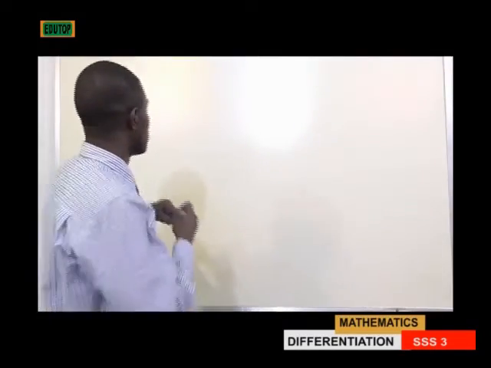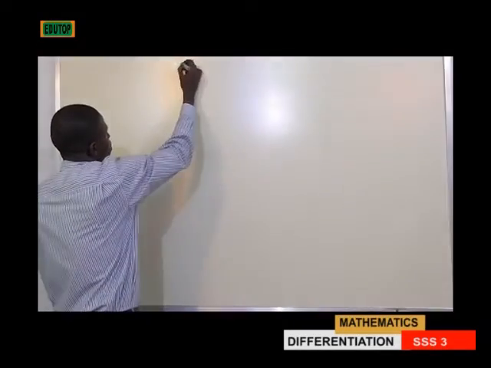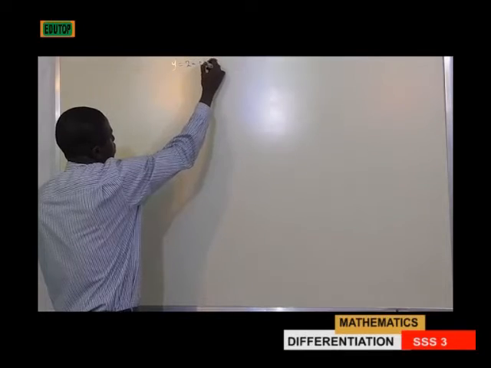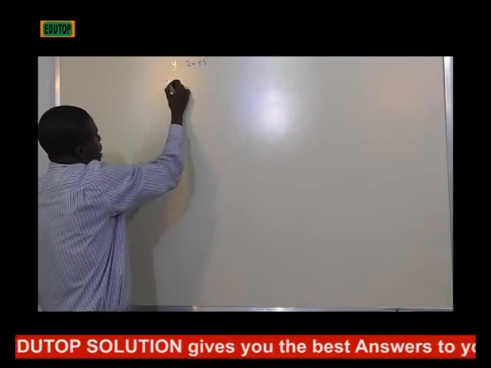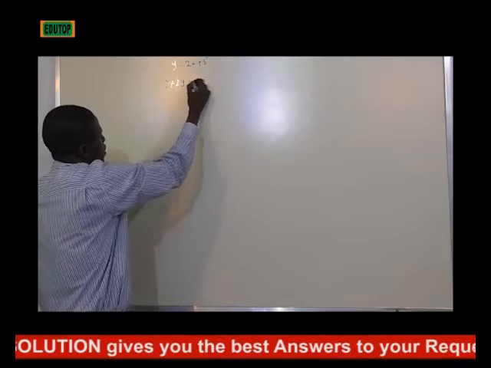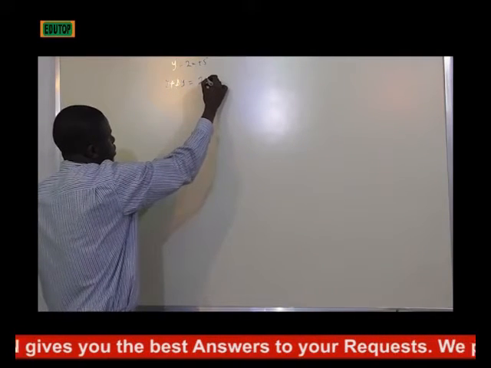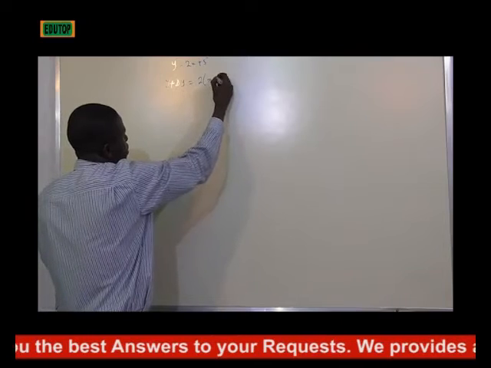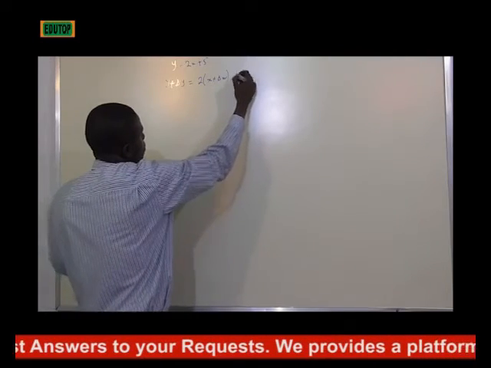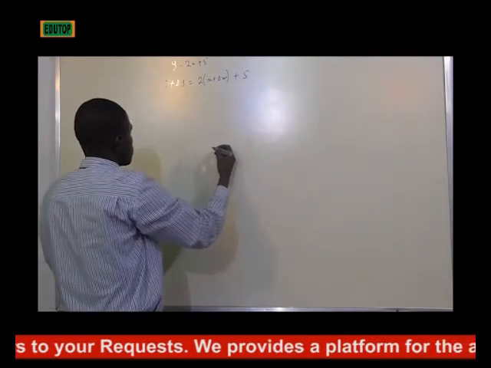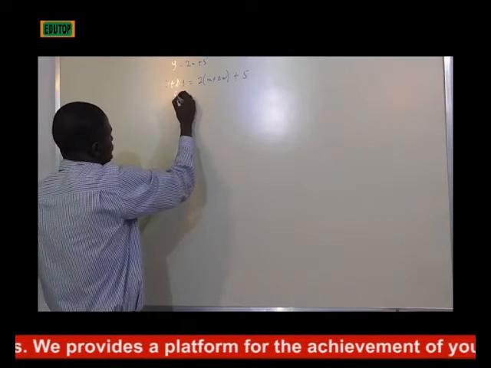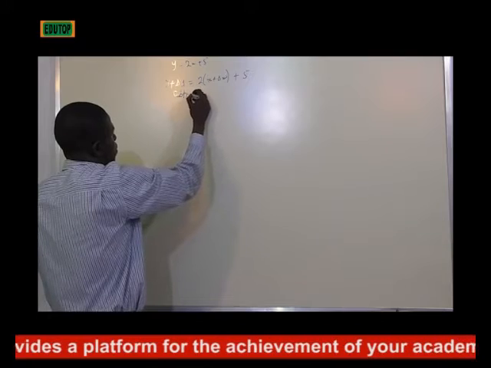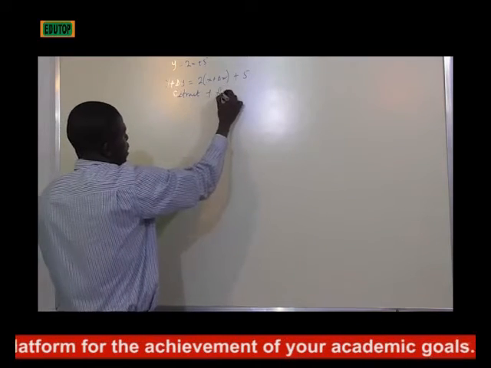Now, the second one has to do with y equals 2x plus 5. We still follow the same approach. So we have y plus change in y. Remember, we are differentiating this from first principle, plus 5. Then what we do next is to subtract y from both sides.